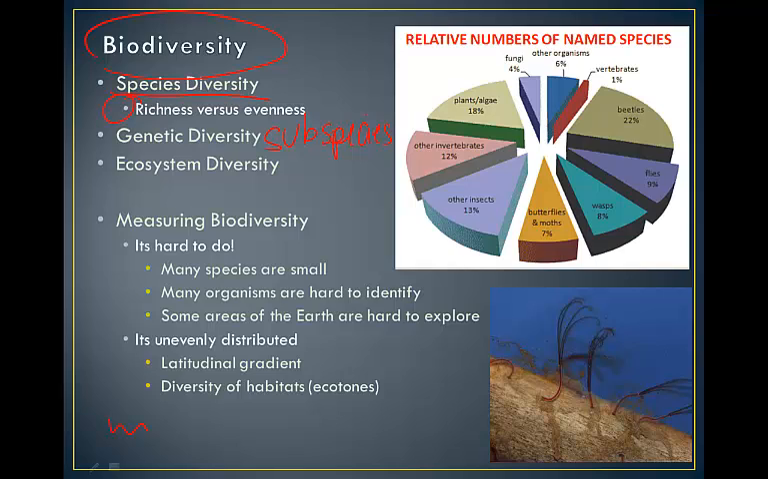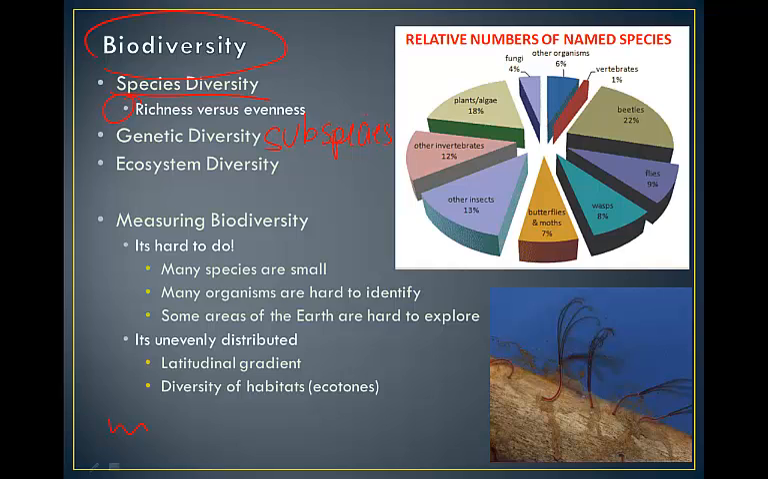Ecosystem diversity is going up to the large scale. Ecosystem diversity is studying the number of ecosystems in an area, the number of habitats, the patches in an area. So you can study this variety of life at any one of these biological levels of organization.